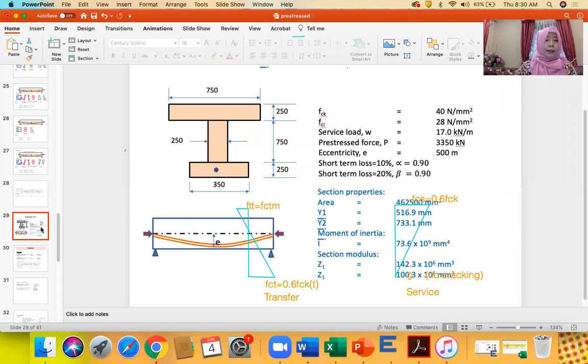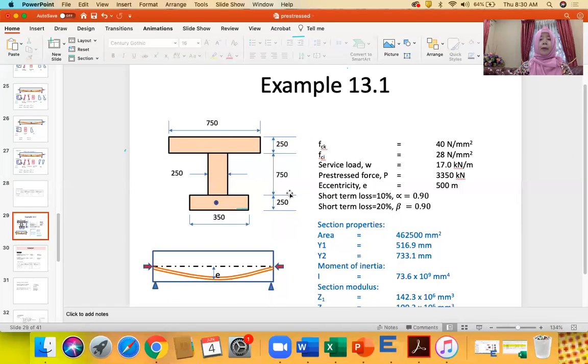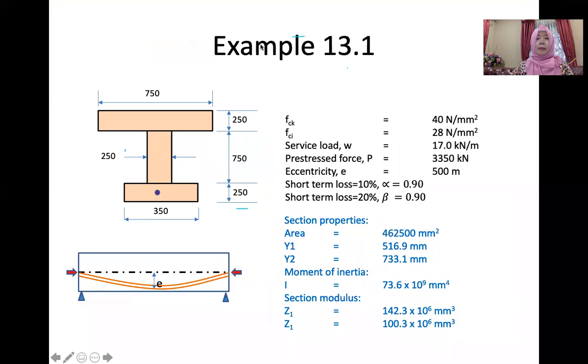Okay, let us see an example. You need to erase first. Okay, so we have example 13.1. So we have a prestressed beam, post tension. Simply supported post tension concrete beam with dimensions shown in this figure. This is an I beam.